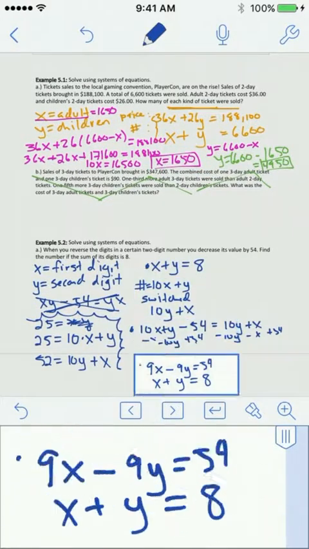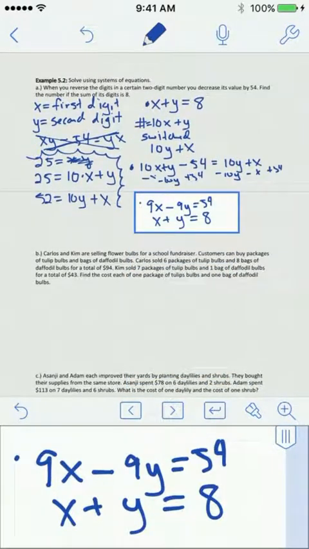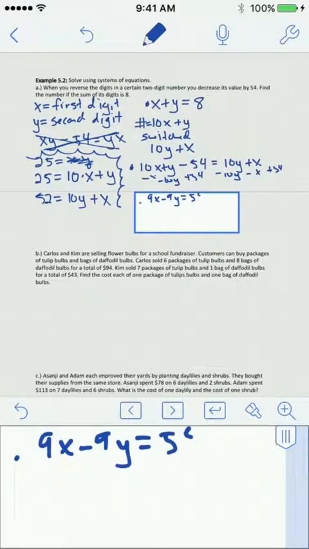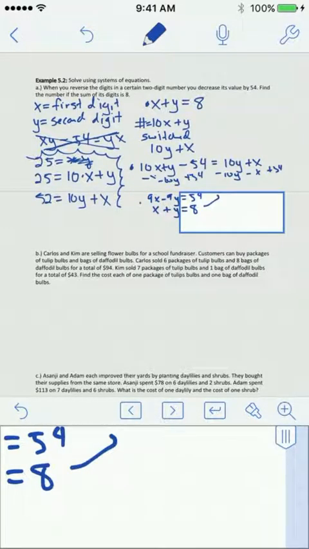Alrighty. Now we're going to solve this using substitution again, since we have that nice little x plus y equals 8. I'm going to write this a little bit smaller so we have room. So 9x minus 9y equals 54, and x plus y equals 8. This second one becomes x equals 8 minus y, right? And that's totally fine. If you wanted to solve for y instead, you're more than welcome to. Just solve for one of them, and we'll plug it back into the other one.